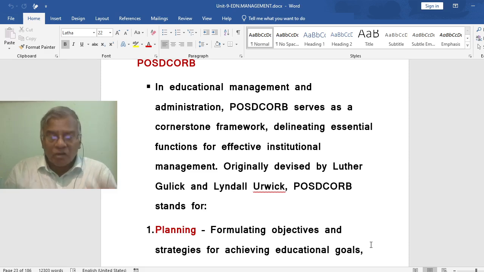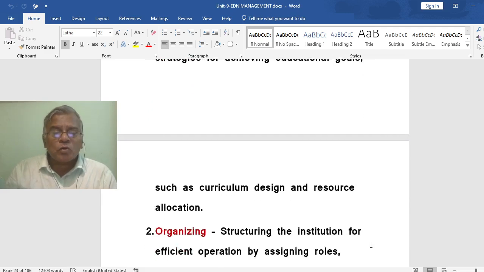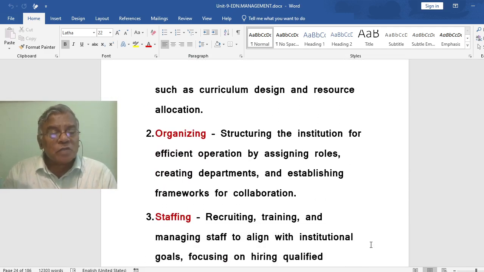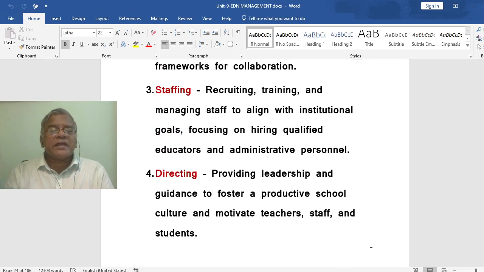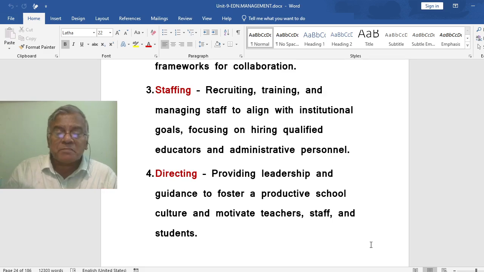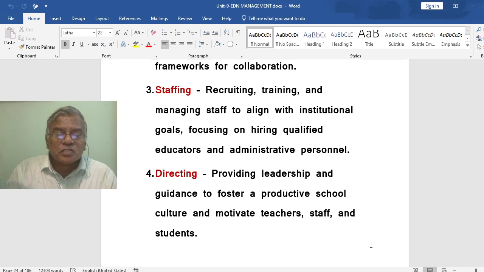POSDCORB stands for the following: Planning, formulating objectives and strategies for achieving educational goals such as curriculum design and resource allocation. Organizing, structuring the institution for efficient operation by assigning roles, creating departments, and establishing frameworks for collaboration. Staffing, recruiting, training, and managing staff to align with the institutional goals, focusing on hiring qualified educators and administrative personnel. Directing, providing leadership and guidance to foster a productive school culture and motivate teachers, staff and students.